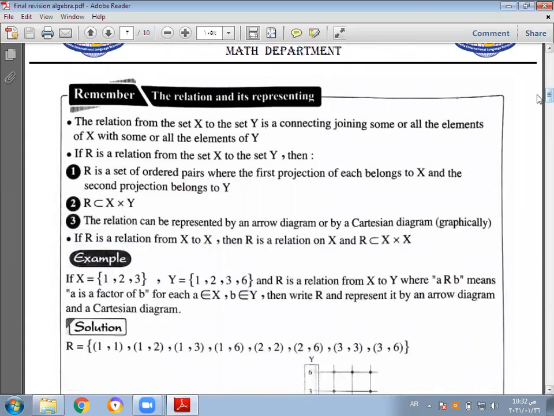And we study the relations and their representation. What about the relation? A relation from set x to set y is connecting, joining some or all the elements of x with some or all elements of y. And if R is a relation from set x to set y, then R is a set of ordered pairs where the first projection of each belongs to x and the second projection belongs to y. R is a subset of x times y. The relation can be represented by an arrow diagram and by Cartesian diagram.